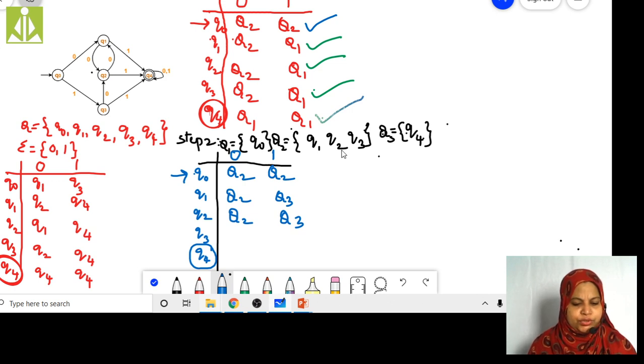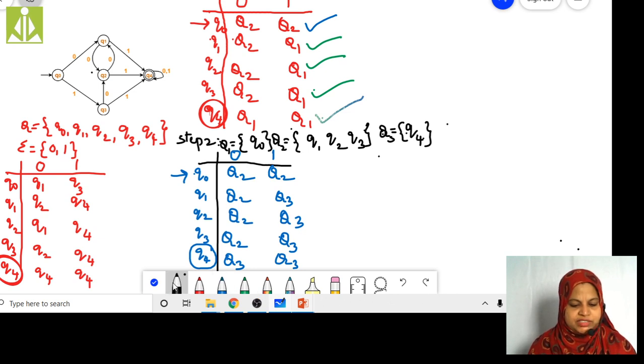Q3 on 0, Q2. Q2 is present in which set? Q2 set. Q3 on 1, Q4. Q4 is present in which set? Q3 set. Q4 on 0, Q4. Q4 is present in which set? Q3 set. Q4 on 1, Q4. Q4 is present in which set? Q3 set. See here again.